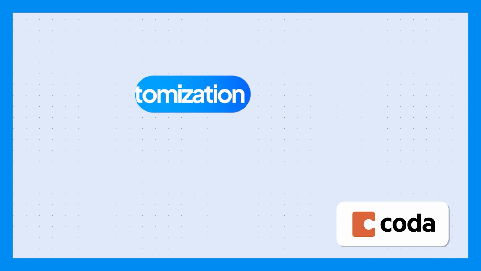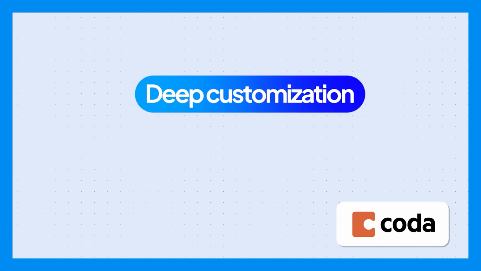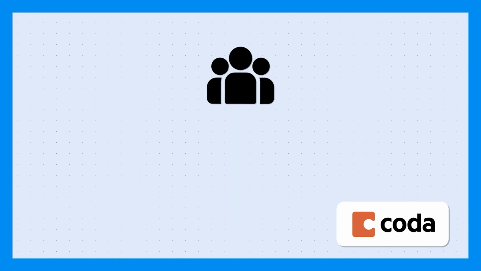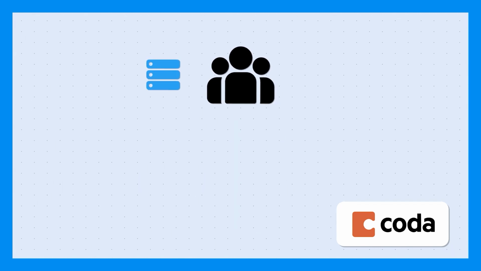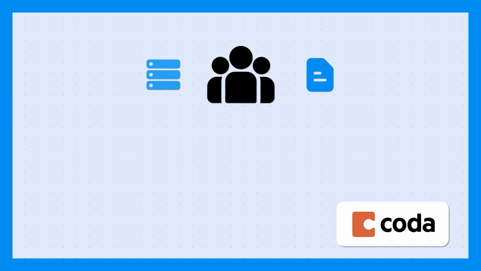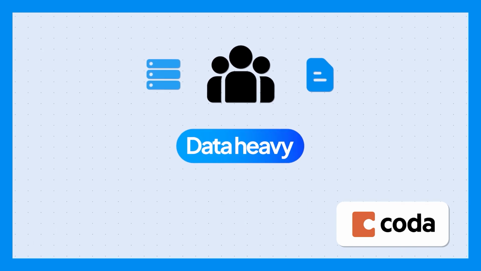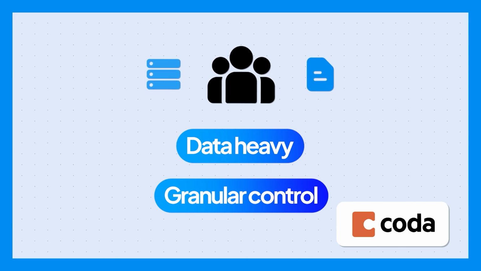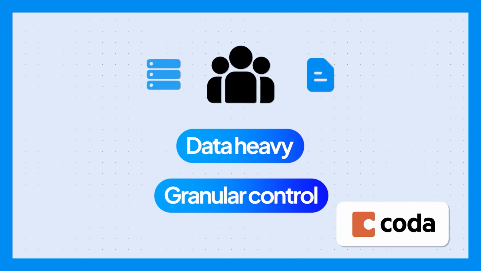On the other hand, Coda is a better tool for those that need deeper customization and a tool that can better handle more complex data. It works well for teams that need to combine databases with documents in a more structured way, making it ideal for data-heavy projects or businesses that require more granular control over how the information is presented and formatted.